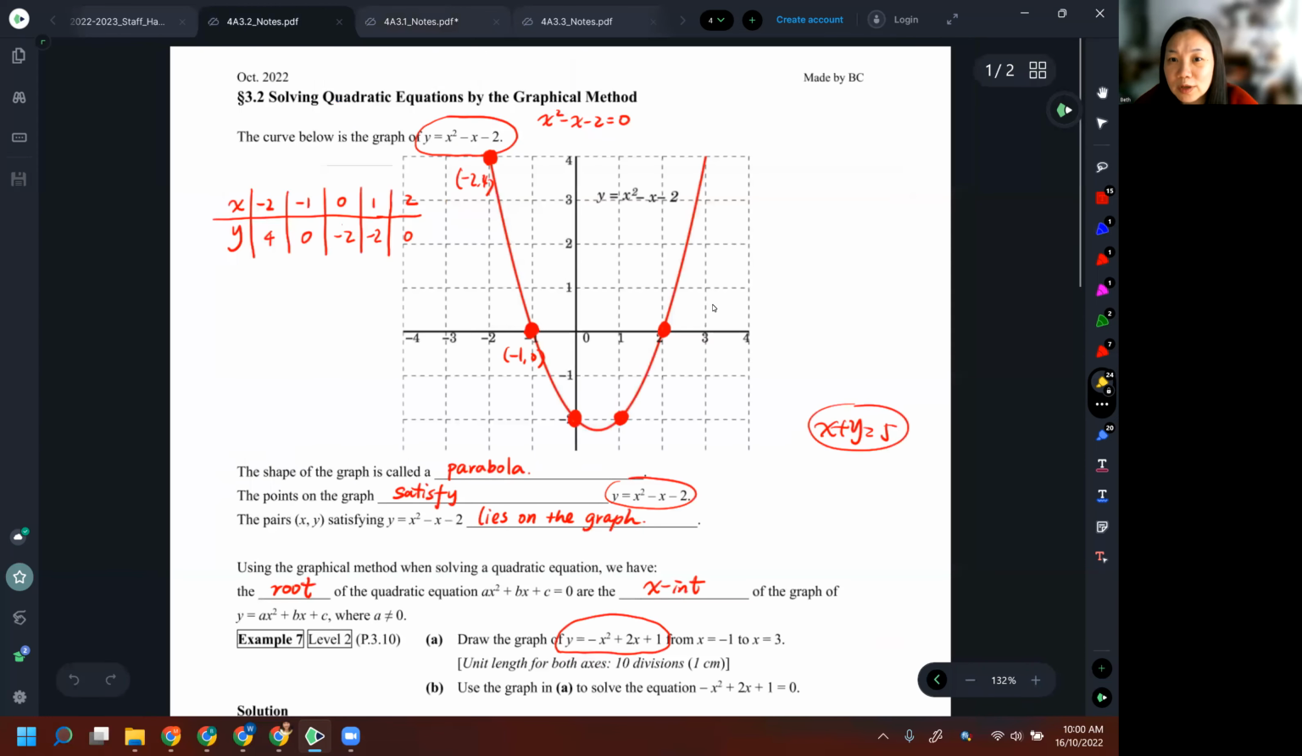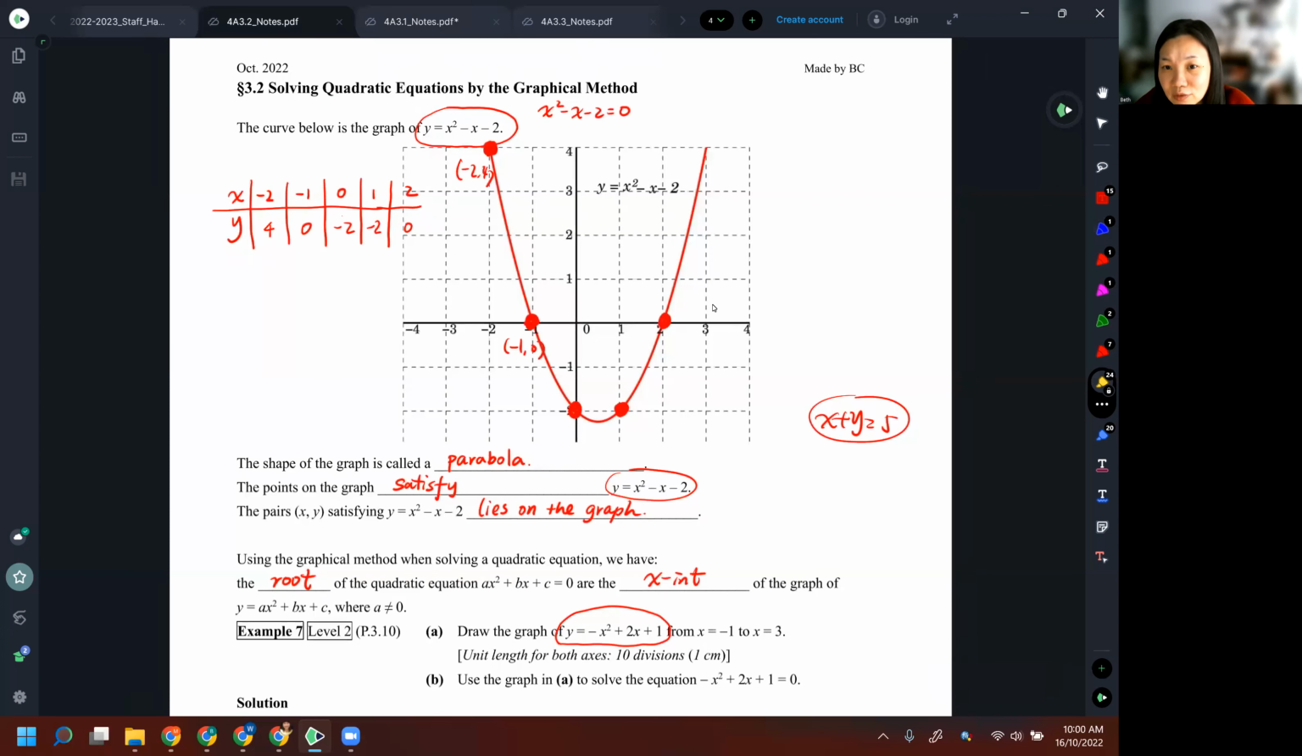The second method we learned, called the graphical method. The concept is a little bit difficult, in my opinion, because you need to understand how the graph is obtained, and which feature you need to observe in order to get the roots. This is our final conclusion: if you have the graph, then the roots of the quadratic equation are the x-intercepts of the graph.